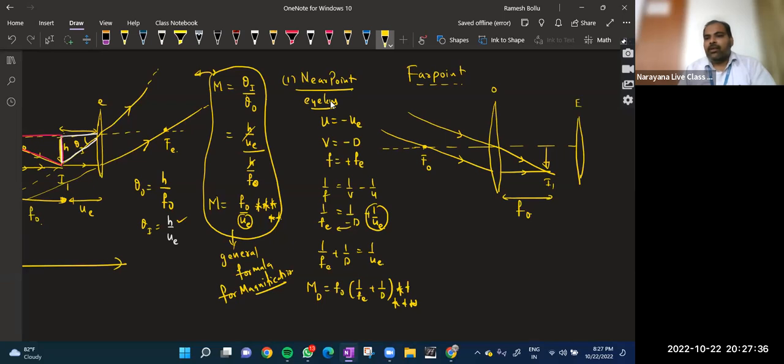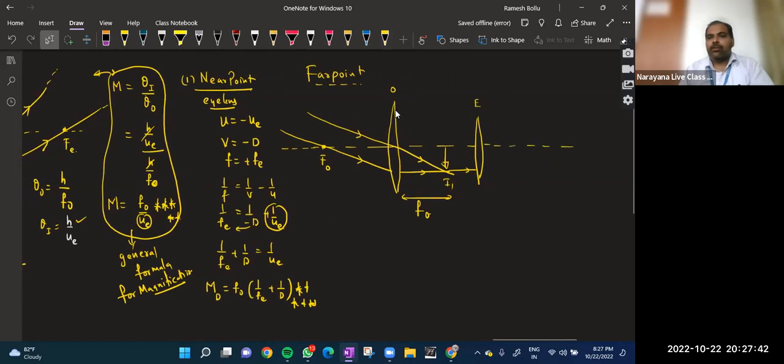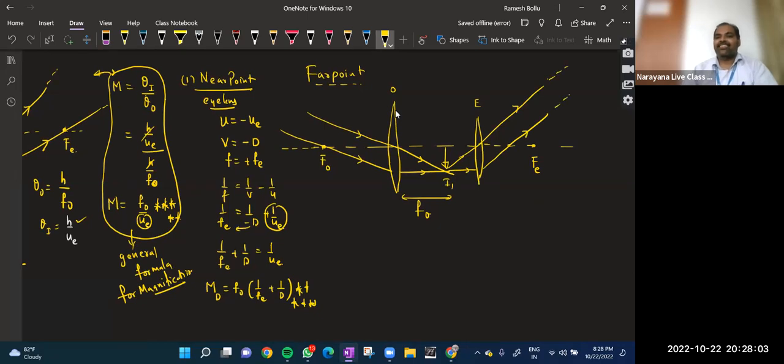At the eye lens, one ray of light coming here, how will it go? It must go through the focal point of the eye lens, na? And one more ray of light should go like this. But you have to adjust something. Compulsorily, the light rays should be parallel, no? This is the point of focus. So here the final image should be formed where? At infinity.